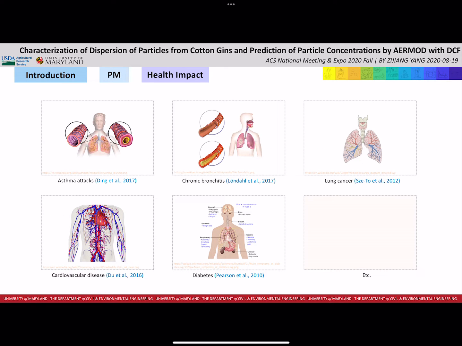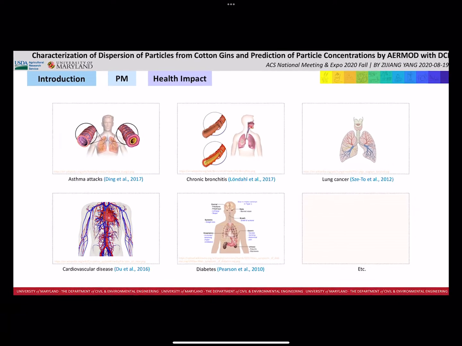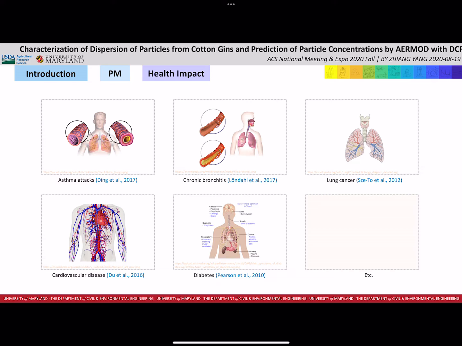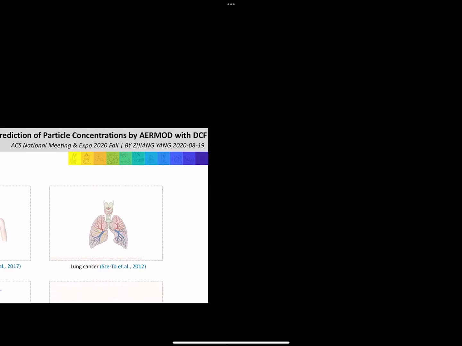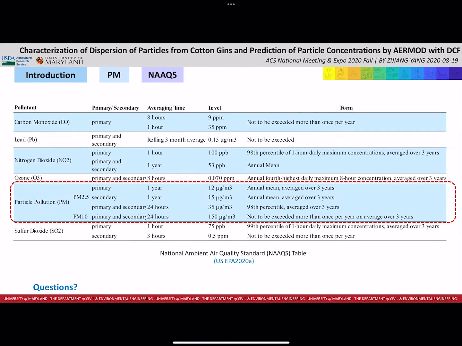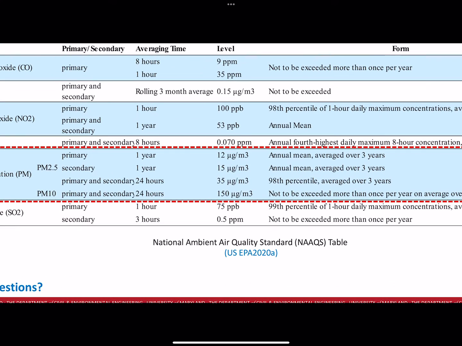Here are some of the adverse health effects of particulate matter, and we can see most of them are about the respiratory system. Because of that, we have gone through all of the pollutants of the NAAQS. From here, we can see the PM2.5 and PM10 concentrations. Because PM2.5, the smaller particles, are more dangerous or risky to human beings, we can see that it has a higher regulation. Do you guys know why?